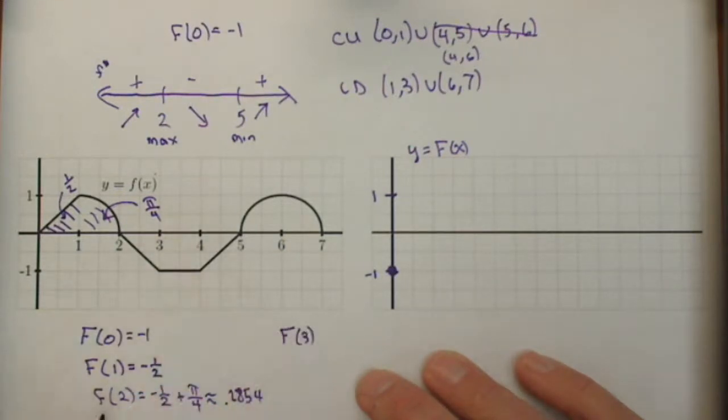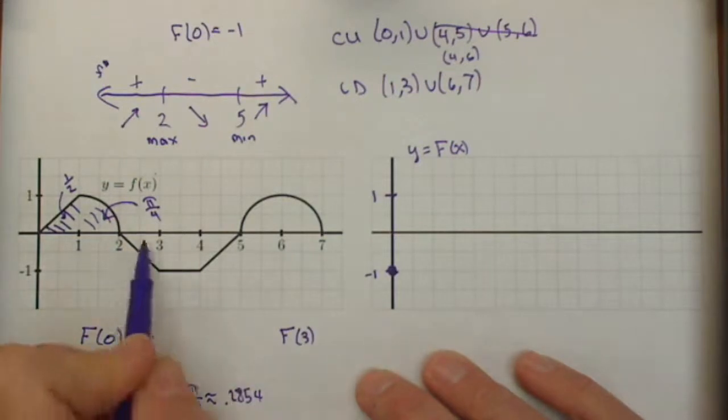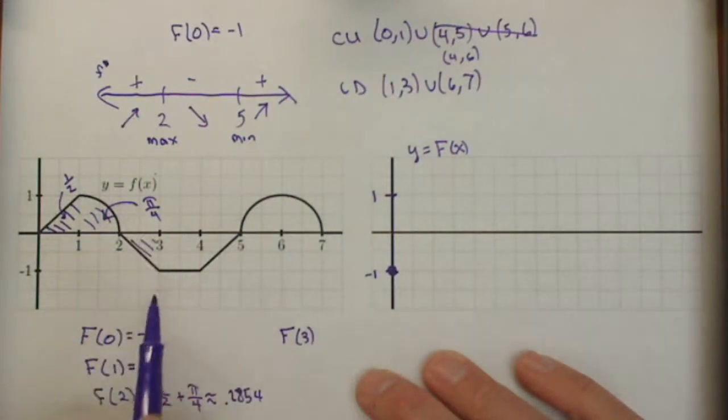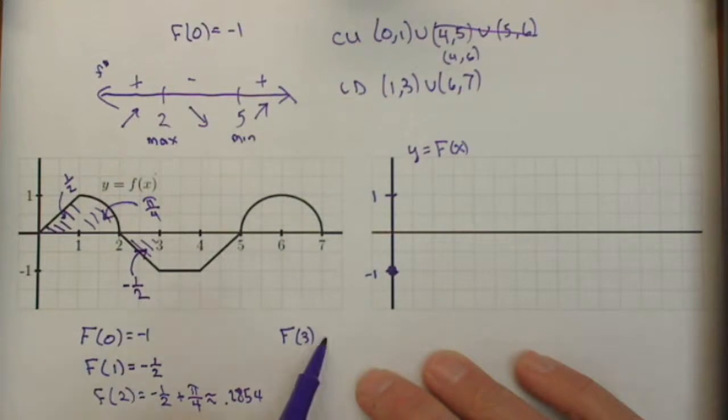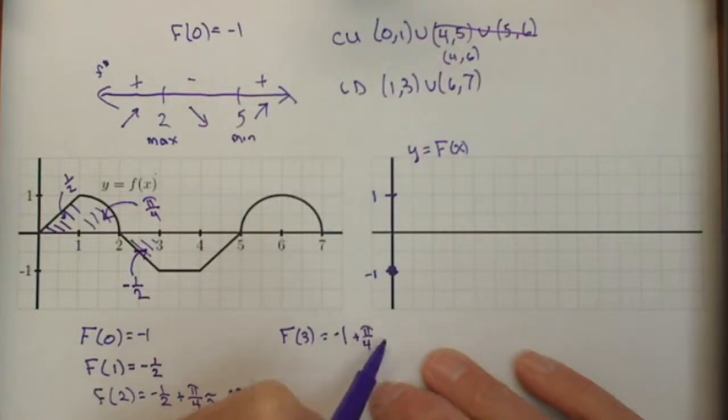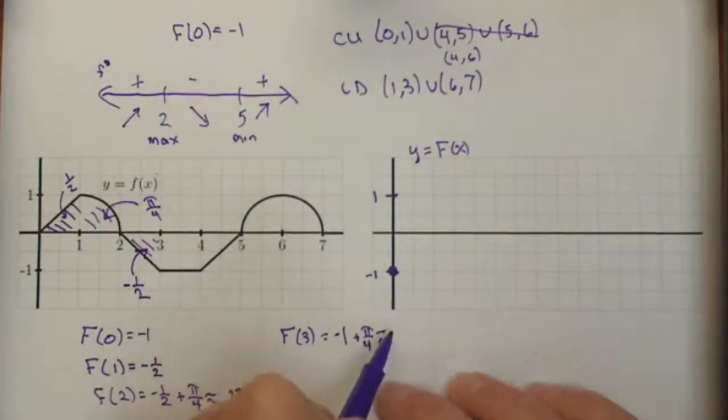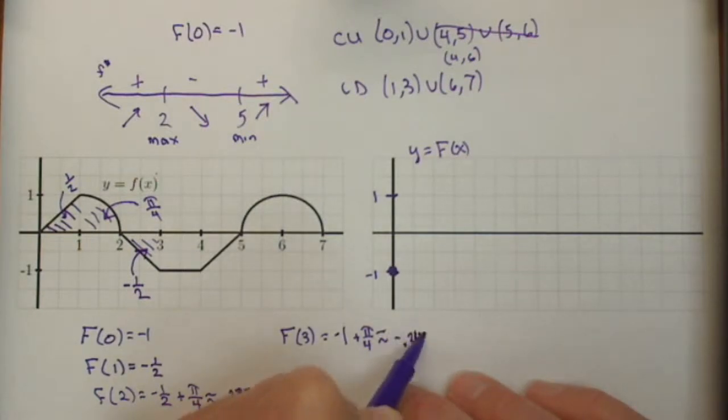f of 3, well, let's see. We need to know how much we moved from 2 to 3. Now we got a negative rate of change. That means we're going backwards. It's a triangle with an area of -1/2. So I'm going from this point, I'm moving backwards 1/2. So I'm taking this and subtracting 1/2. So -1 plus pi over 4. Again, for plotting purposes, I'm going to put it as a decimal, so -0.2146.